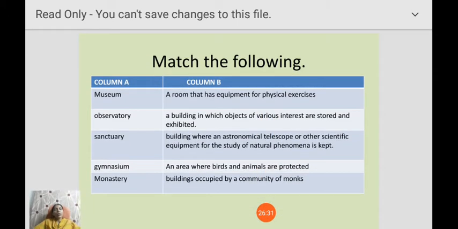Now that was some explanation, a very small list of words I have given to you. Now look at these words. There is a column A and there is a column B. So match the one word substitutes in column A with their meanings in column B. Try to match, take your own time, okay?